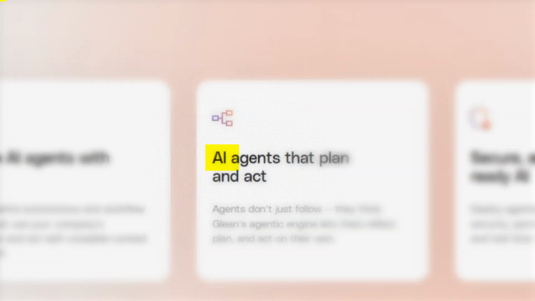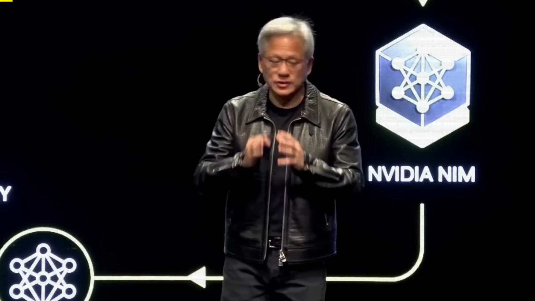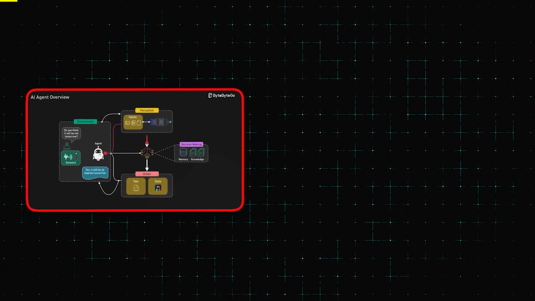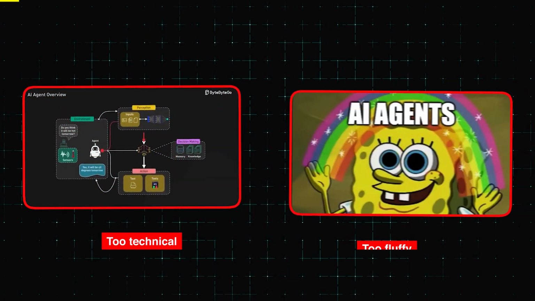AI. More agentic capabilities. An AI agent. Agents. Agentic workflows. Agentic. Alright, most explanations of AI agents are either too technical or too fluffy.